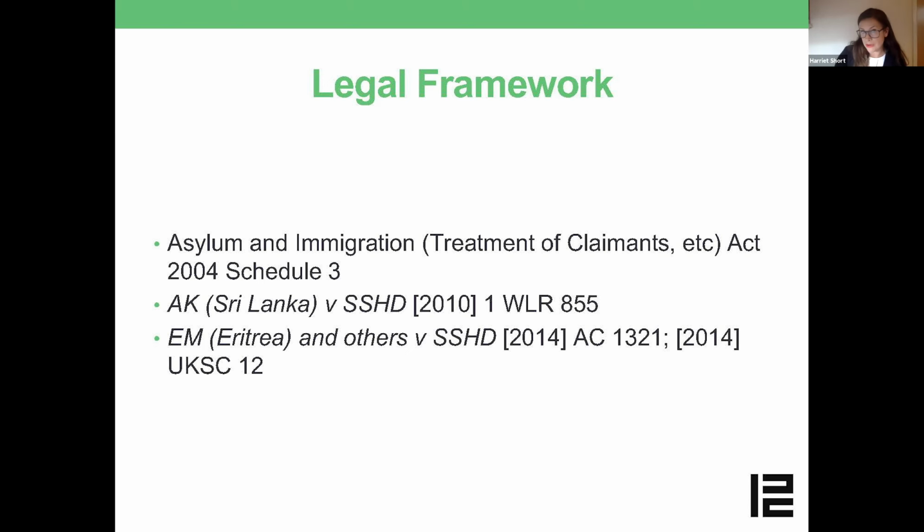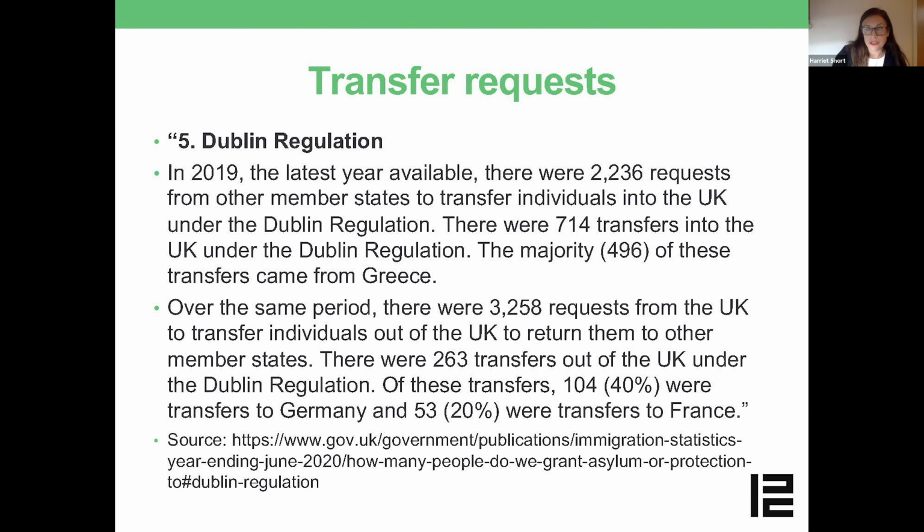They confirmed the Soering test is applicable in the Dublin context, and they held in terms that an applicant did not have to demonstrate a systemic deficiency in order for a potential removal to give rise to a breach of Article 3. So how has the UK used the Dublin regulation?